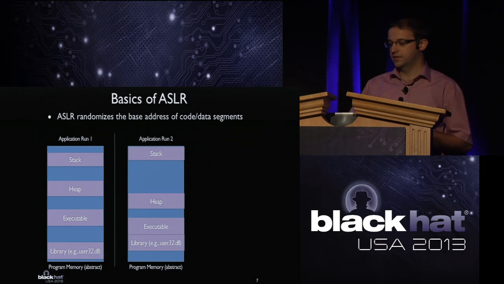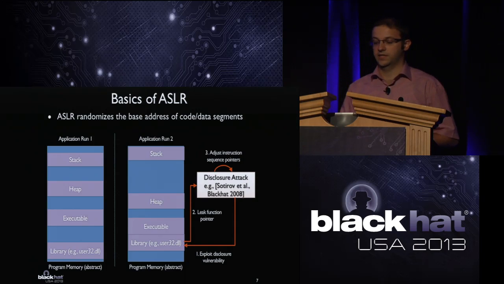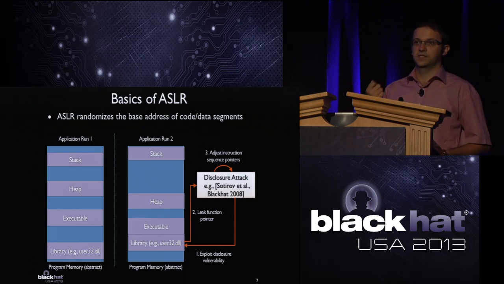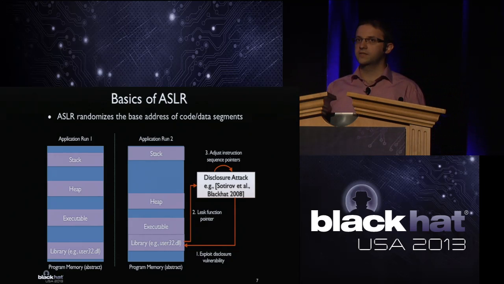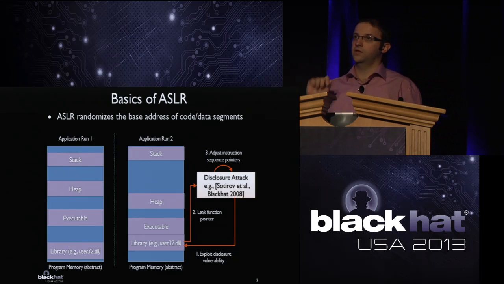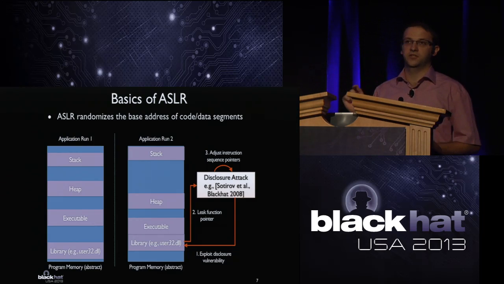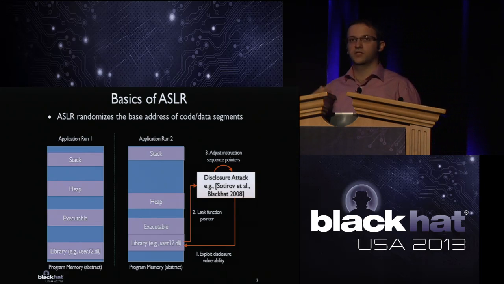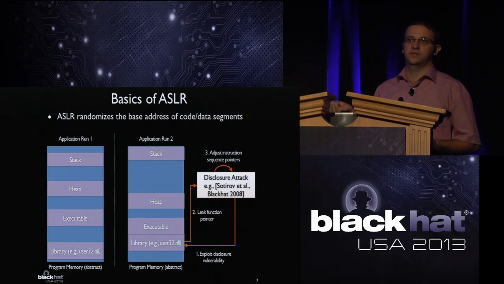However, ASLR is vulnerable to memory disclosure attacks, where an attacker retrieves a single runtime address, such as a leaked function pointer, and based on that runtime address, he adjusts all the addresses pointing to his gadgets by the randomization offset. This attack is possible because ASLR only randomizes the start address, but the internal structure remains the same.